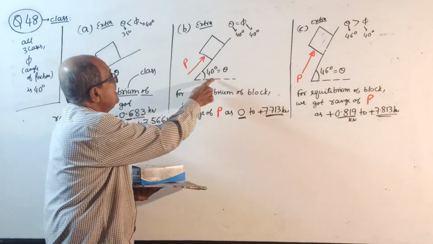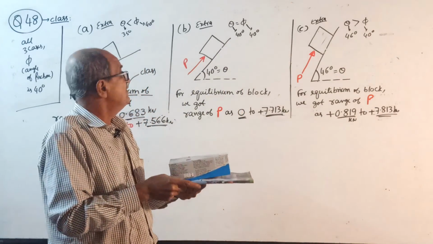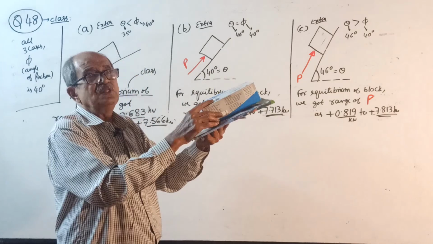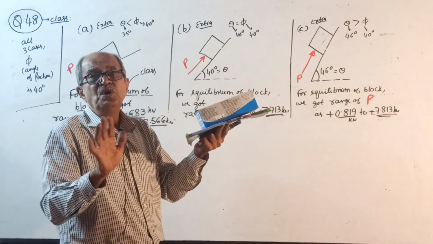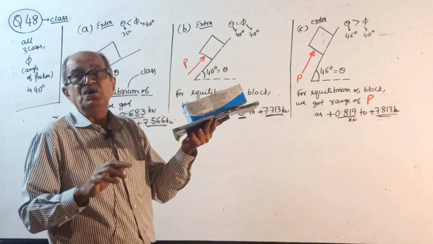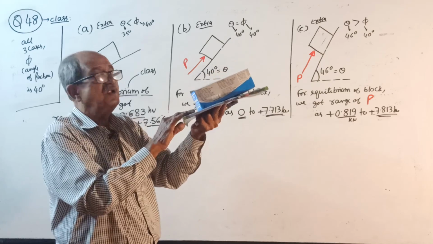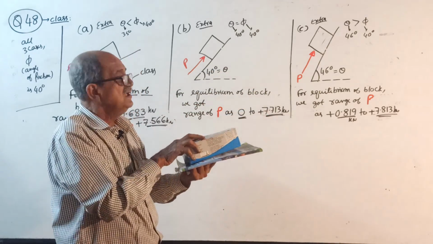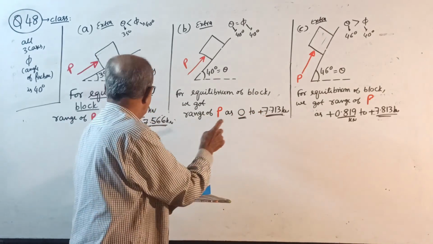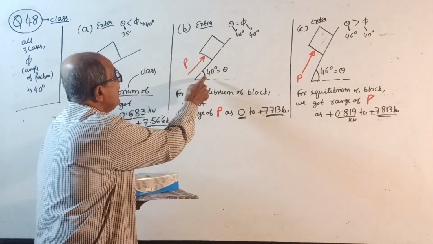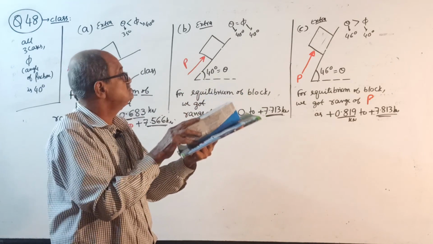Now, here, your theta is exactly equal to phi. That is, the body is already on the verge of sliding down. So to prevent it from sliding down, you don't require any force. Why? It is already on the verge of sliding down. But to push it up the plane, you require a little more effort. You require 7.713, a little more effort because the angle is more. When the angle is more, the effort required is more.